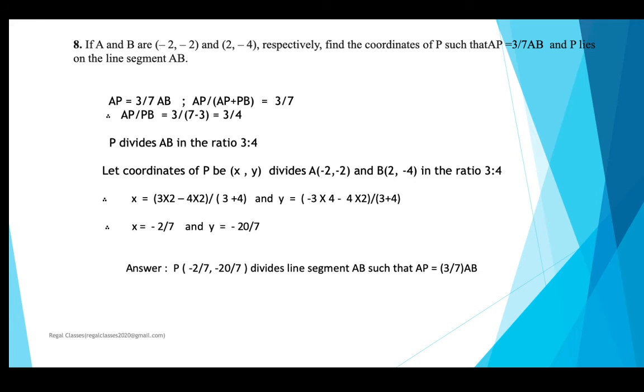A and B are given. Find the coordinates of P such that AP is equal to 3 by 7 AB. AP is 3 by 7 AB, so the ratio of AP to PB is 3 by 4. That means P divides AB in the ratio 3 is to 4. So let the coordinates of P be x, y, which divides AB in the ratio 3 is to 4. Simple, apply the formula and calculate x and y.